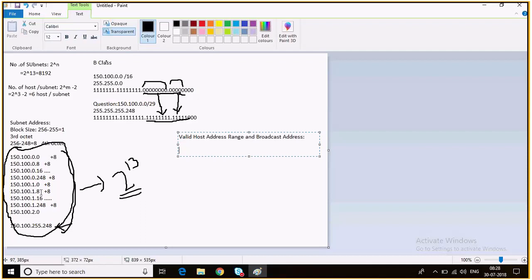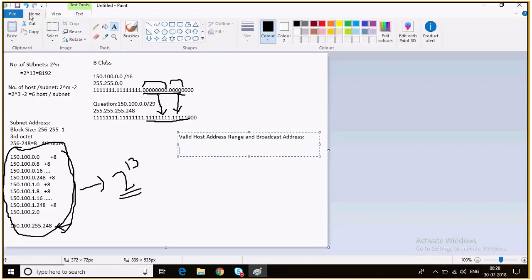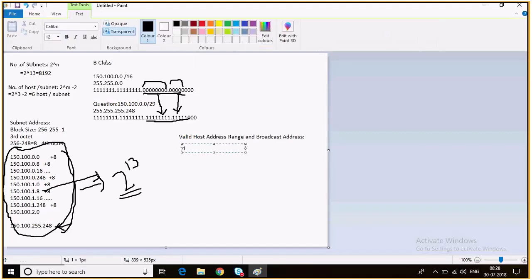For example, I'll pick up this network. I'll just mark this network which I'm picking. This one. So the network I'm talking about is 150.100.1.8, which is one of my networks, right? 100.1.8 is my network. So how do I find the valid host range? By adding one to it.